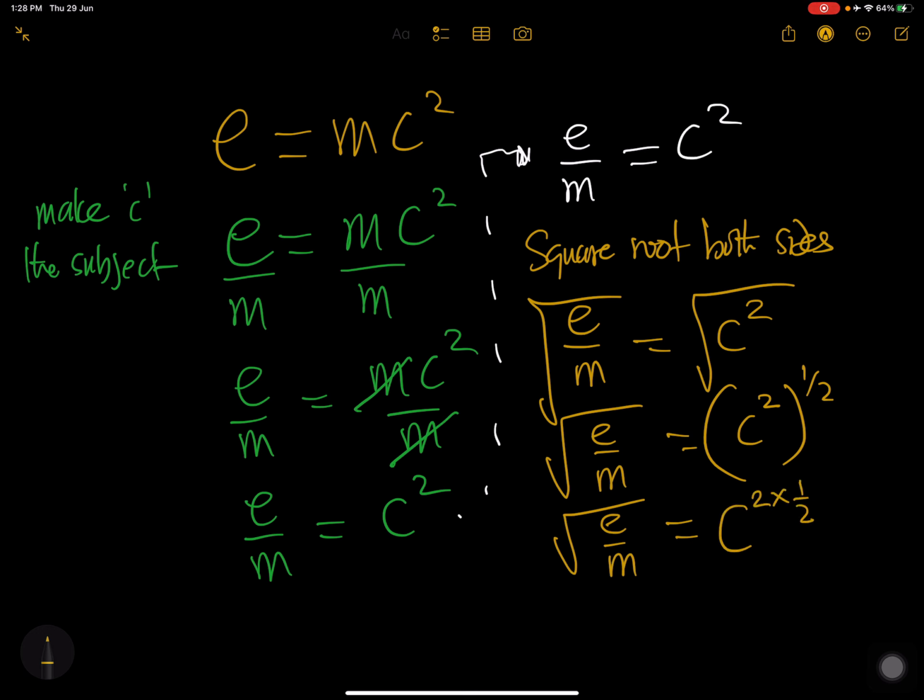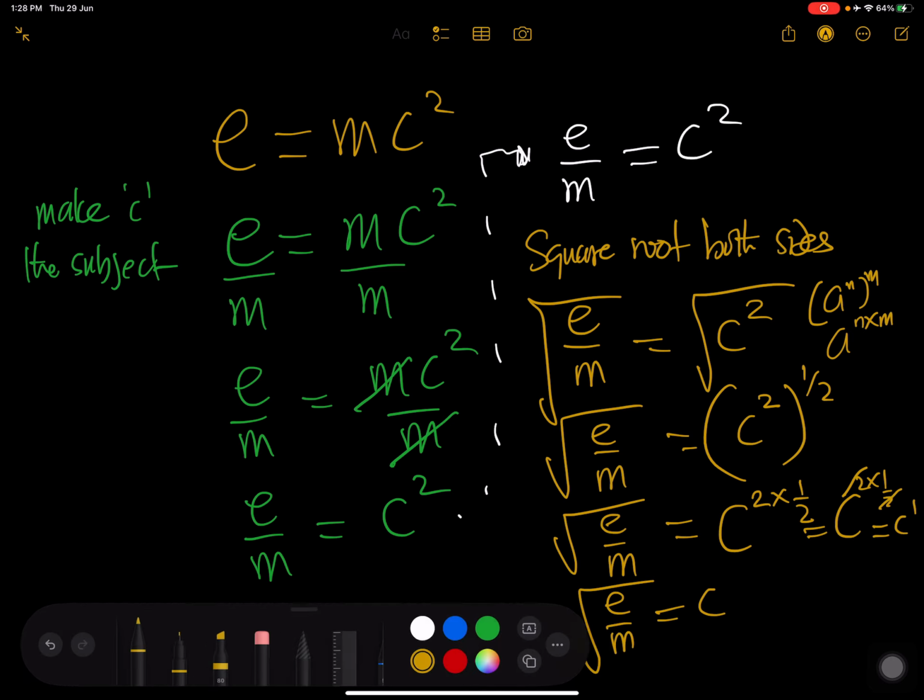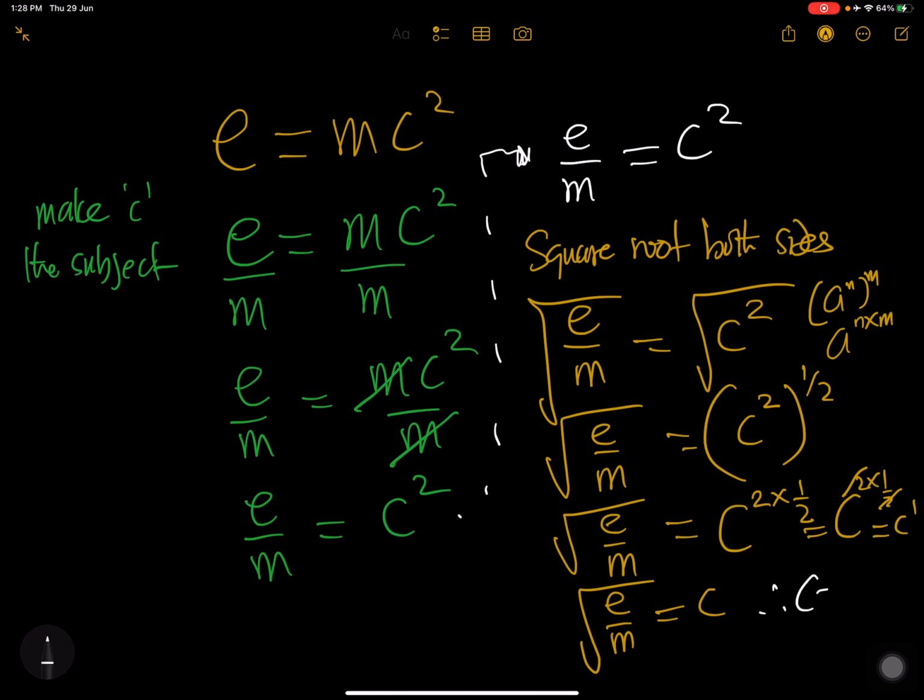This is because of the rule a to the power n to the power m is the same as a to the power n times m. So it is C squared times a half. This cancels and we get C to the power 1. So the square root of E over M is C. So our final answer is C is equal to the square root of E over M. And that's what change of subject is.